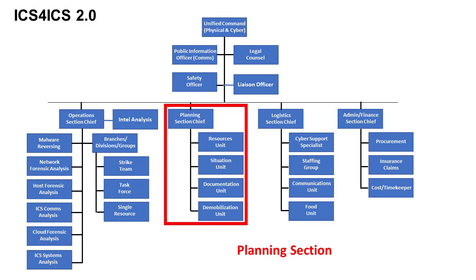Planning tracks resources, maintains situational awareness of, and documents the incident and creates a demobilization plan for released resources. The most important product of the planning section is the Incident Action Plan. Note, the documentation unit under the planning section chief is responsible for keeping documentation pertaining to the team's response to and management of the incident and should not be confused with any documentation responsibilities under the operations section.